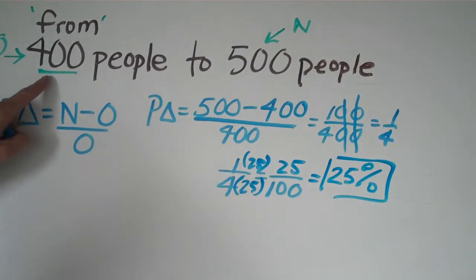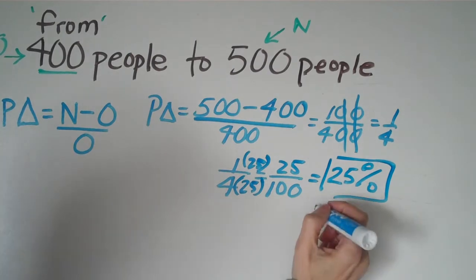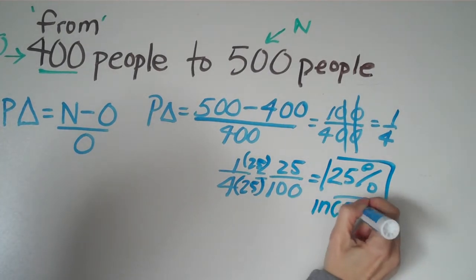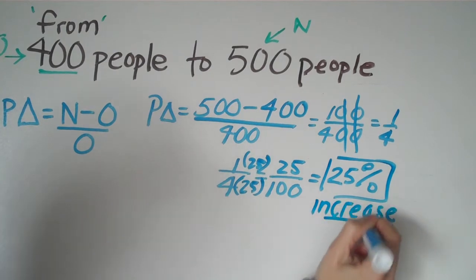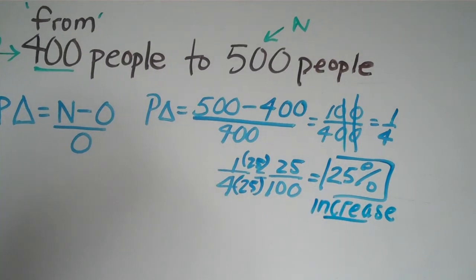So we went from 400 people to 500 people. It's a 25% increase. Okay? So that's our final answer. That was a pretty straightforward, easy one. Sometimes they're not so perfect, and we'll get to a couple of those right now.